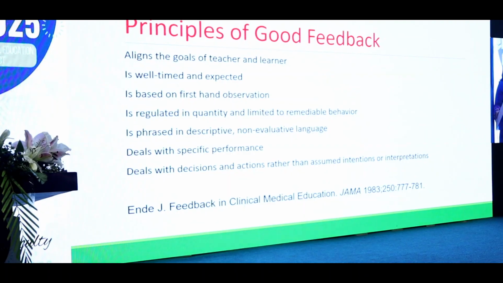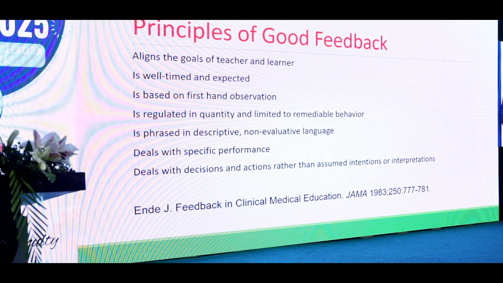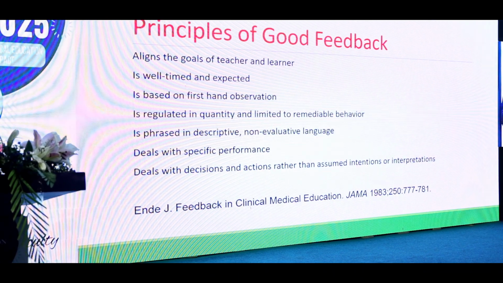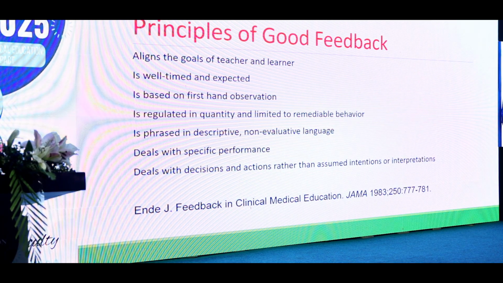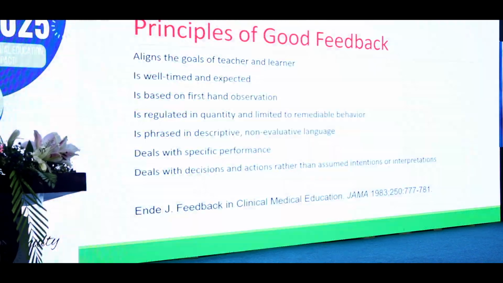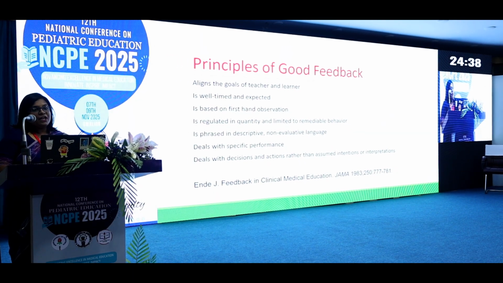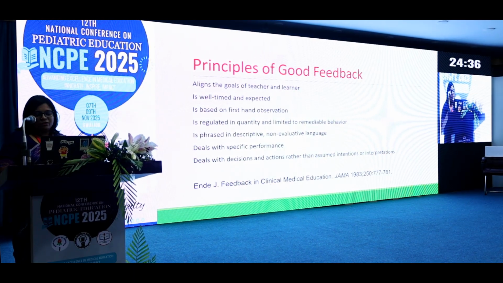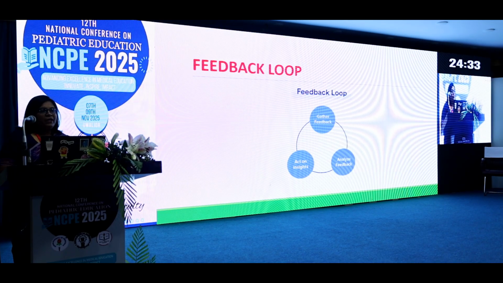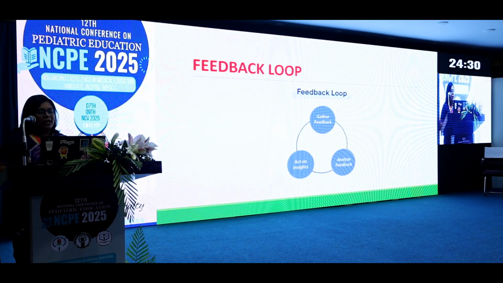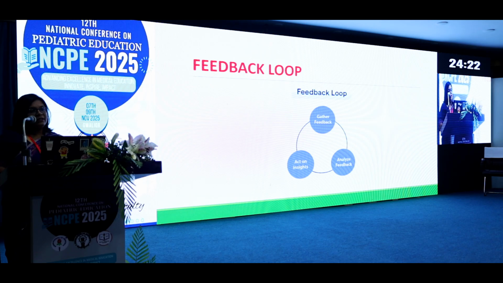It should be regulated in quantity. It should not be very cumbersome, and it should be limited to remedial behavior, any kind of behavior which can be corrected later. It should be phrased in descriptive, non-judgmental, non-evaluative language, and it should deal with specific performance. And it should deal with decisions and actionable plans rather than assumed intentions or interpretations. So the feedback loop: when a learner takes up feedback, analyzes the feedback, acts on the insights of the feedback and works on it and improves himself, then a feedback loop is closed.